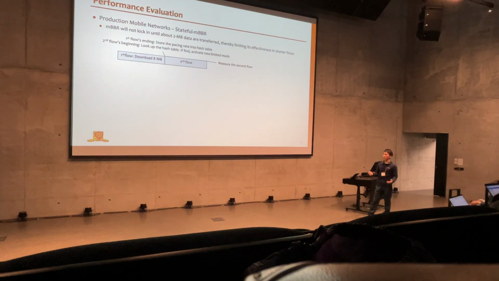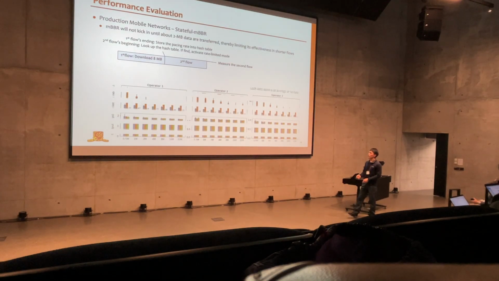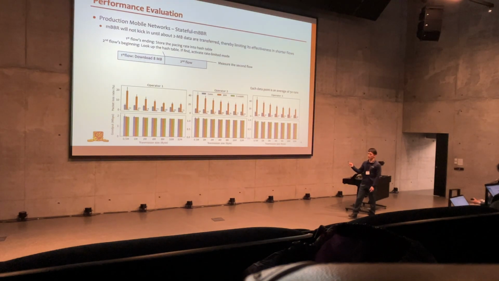So our experiment runs like this. For the first flow, we download 8 megabytes of data, and after that, it stores the entry into the hash table. At the beginning of the second flow, it looks up the hash table and finds some entries, meaning that the flow is detected to be rate limited. So it will directly activate the rate limiting operations. The following figure only shows the performance of the second flow.